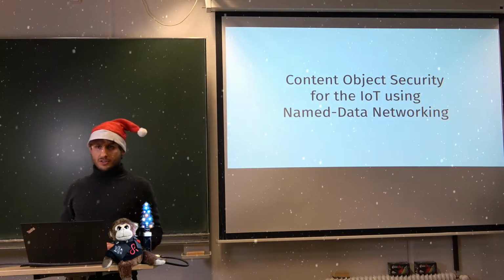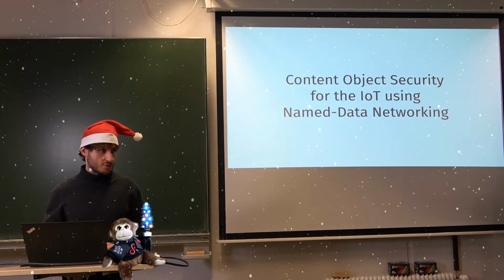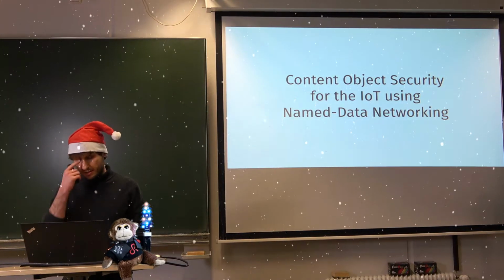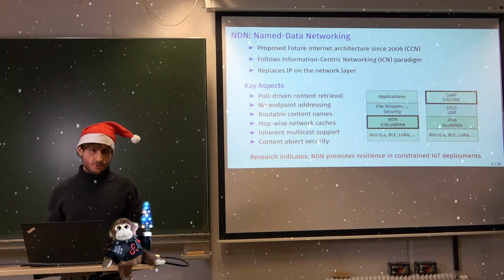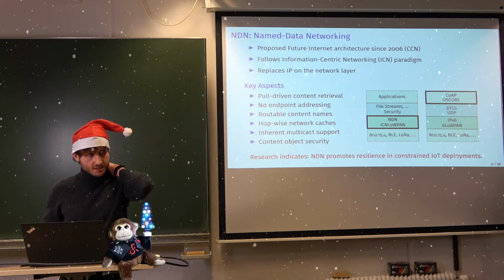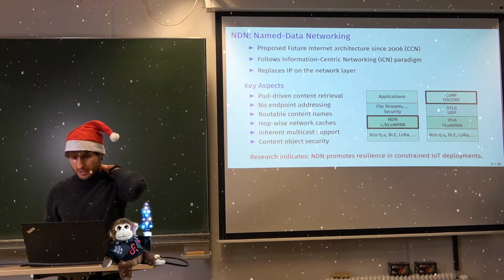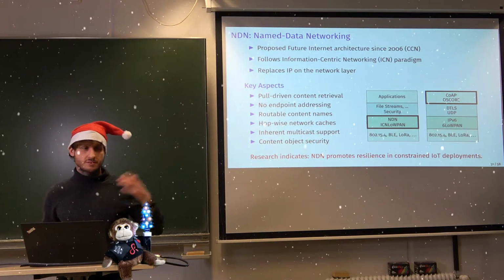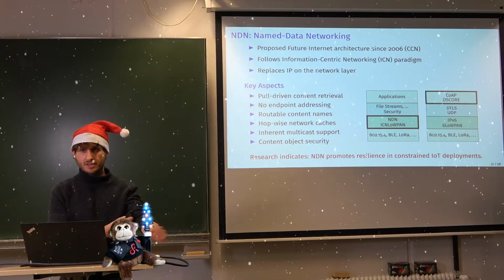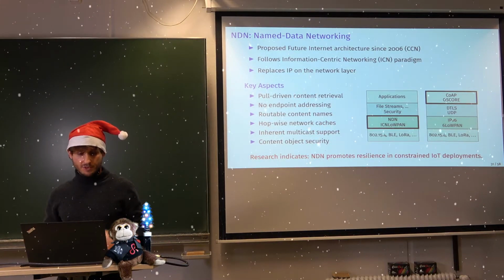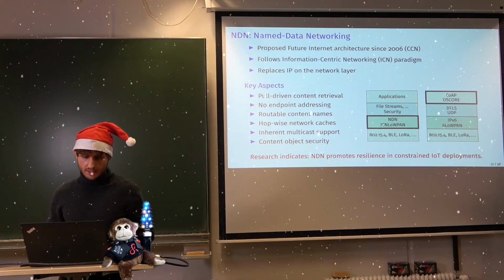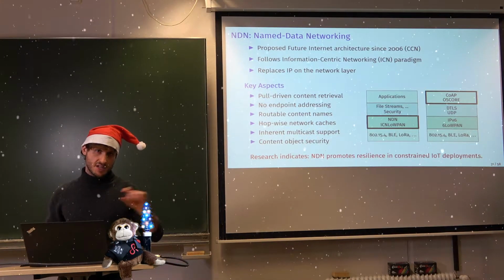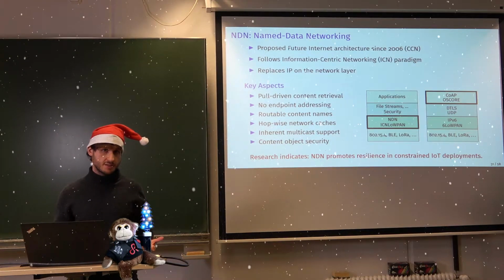There's also another contender that provides object security for the IoT, and this is named data networking. So named data networking is a proposed future internet architecture. It actually has been around since 2006, but back then it was content-centric networking, CCN. It follows the information-centric networking paradigm, and it is situated at the network layer, so it replaces IP.